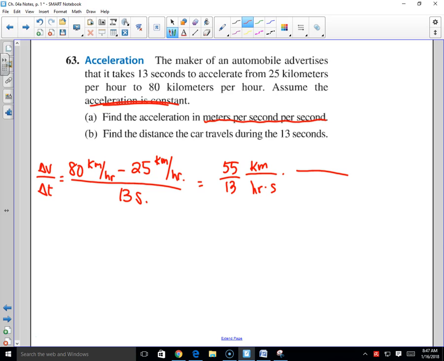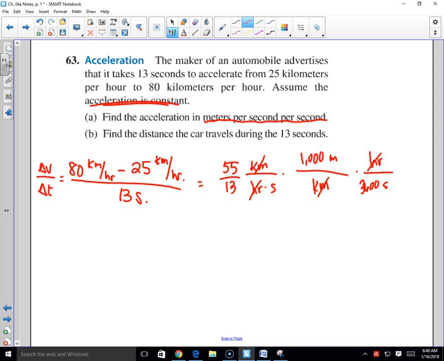I need to get rid of kilometers and change it to meters. How many meters in a kilometer? 1,000. So I'll get rid of that, right? What else do I need to get rid of? I've got to get rid of the hours, because that second's fine, but that hour is not. So I'm going to get rid of 1 hour, not hours squared, just 1 hour. How many seconds? 60 times 60, so 3,600.